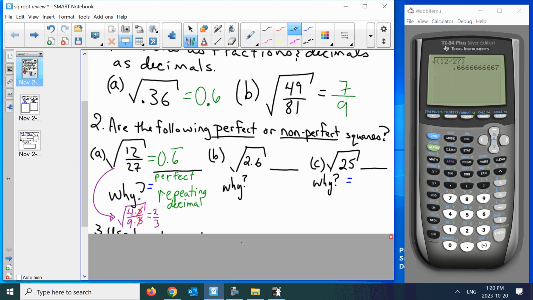2.6. If I put this in my root sign, no brackets needed because it's just one number. Does that look like it's going to repeat? No, that's a mess of digits, right? It's not repeating. Not like 77 or 72, 72, 72 or something. So I'm going to say, sure, it's 1.6, 1, 2, 4, 5, blah, blah, blah. Not repeating, so it's non-perfect. Why? Because it's not repeating.